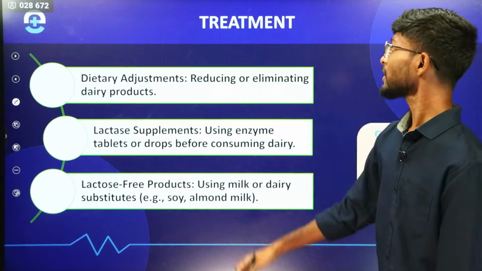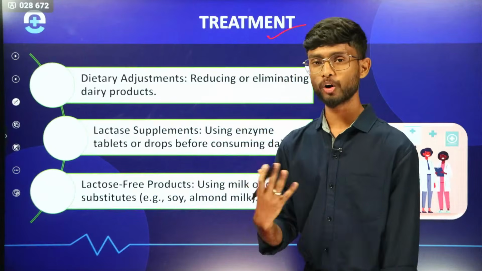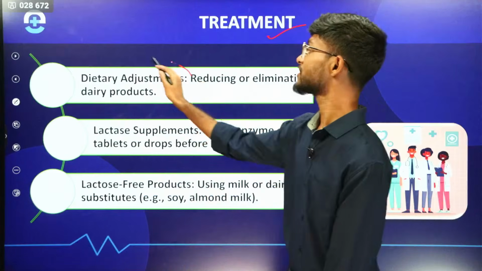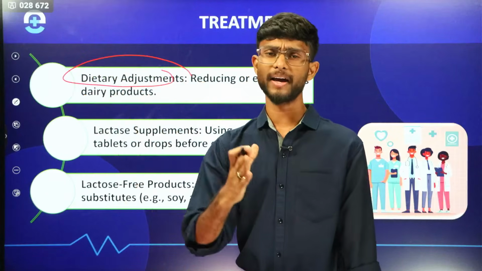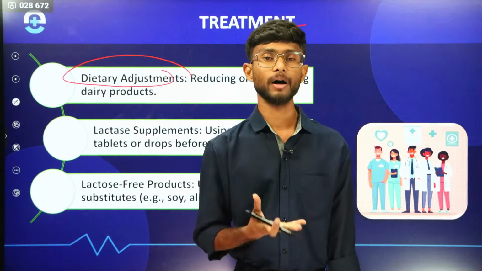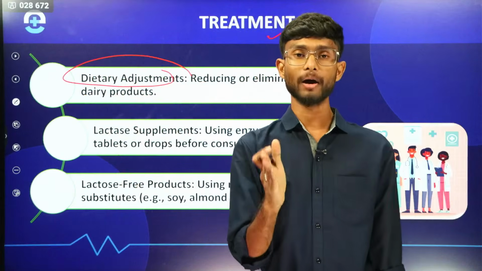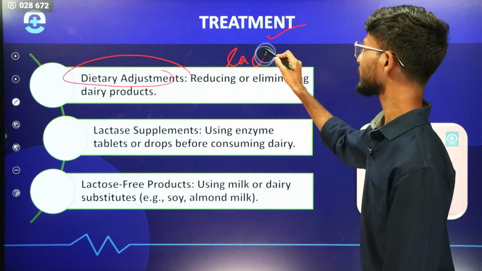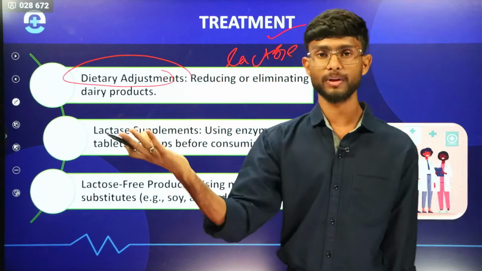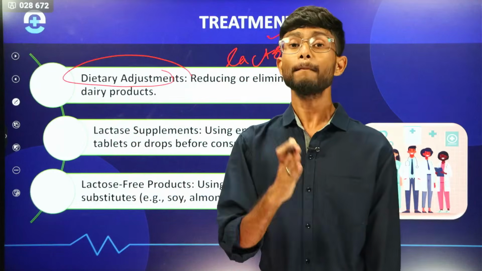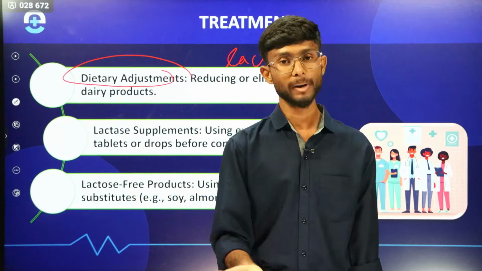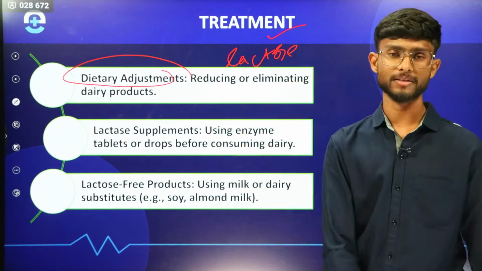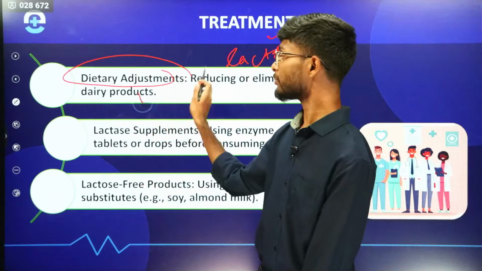And coming to the treatment, the first is dietary adjustment. You have to adjust your diet. For example, if you are consuming milk, you should avoid it. You can have lactose free milk, which you will get in the market. You should also avoid bakery products made with milk. Then you can reduce the risk of lactose intolerance, and also limit the dairy products.